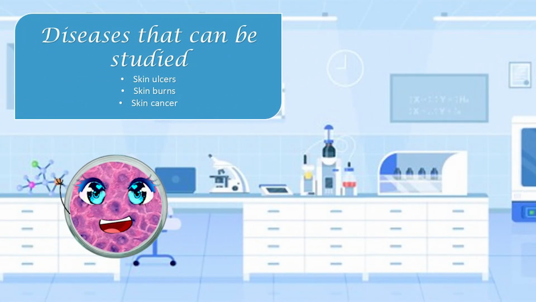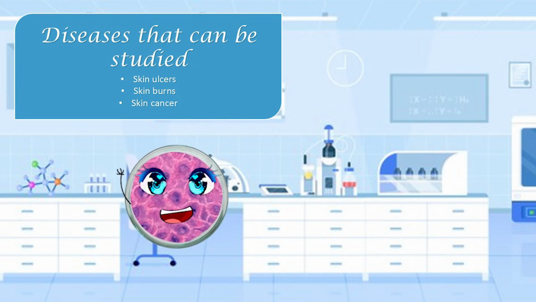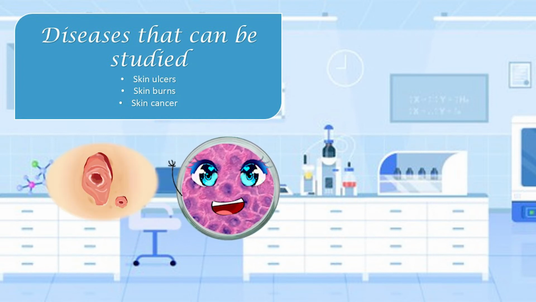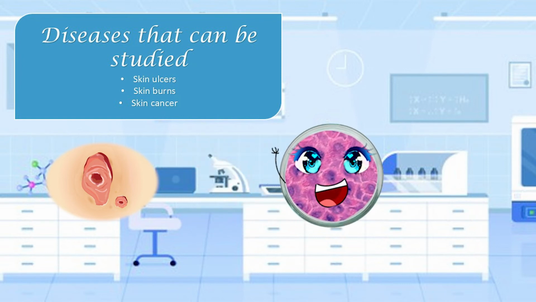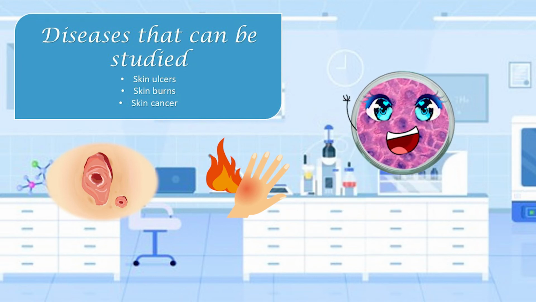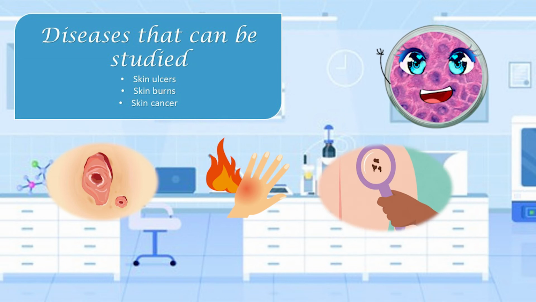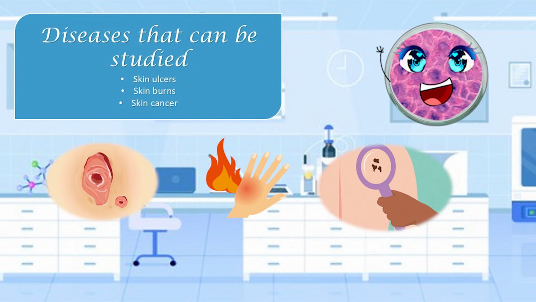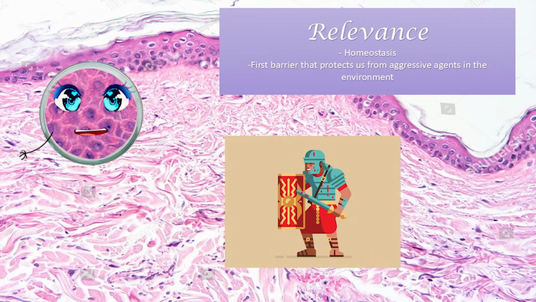Cell culture can be used to study and treat affected skin areas, like skin ulcers, which are open ones that develop due to an injury, poor circulation, or pressure. Also skin burns, caused by heat, radiation, electricity, or chemicals. And skin cancer. In this case, normal cells can be converted into cancer cells by using radiation and chemicals to understand the causes of cancer and develop drugs to treat them. Skin plays an important role in our body. It ensures homeostasis, and it is the first barrier that protects us from aggressive agents in the environment.